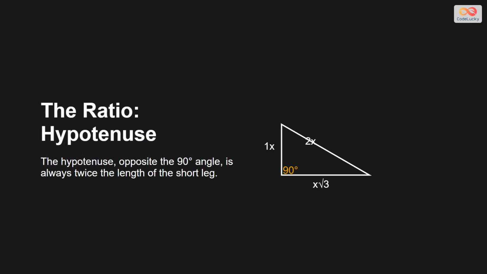Finally, the hypotenuse is opposite the 90-degree angle. It's the longest side, and its length is exactly double the short leg. If the short leg is x, the hypotenuse is 2x.